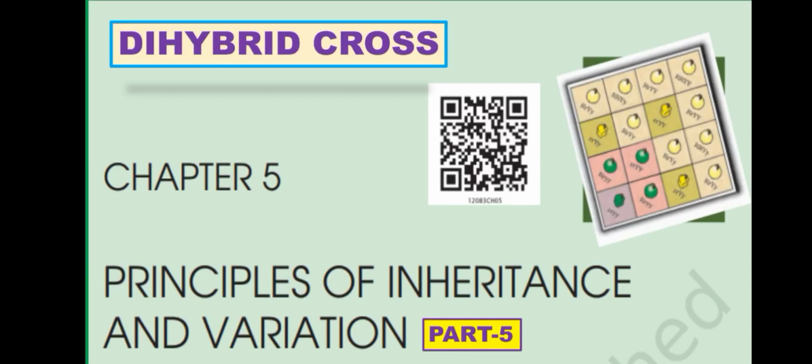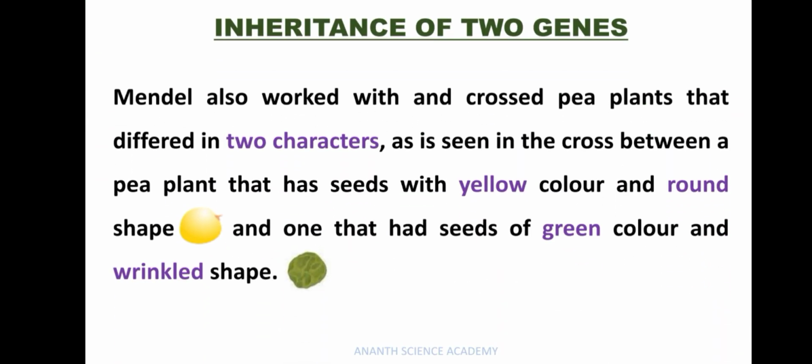In this video, let's discuss the topic dihybrid cross from the chapter Principles of Inheritance and Variation. Here we are going to learn the inheritance of two genes. Mendel also worked with and crossed pea plants that differed in two characters, as is seen in the cross between a pea plant that has seeds with yellow color and round shape, and the one that had seeds of green color and wrinkled shape. Here two characters are there. One is seed color and the other one is seed shape.